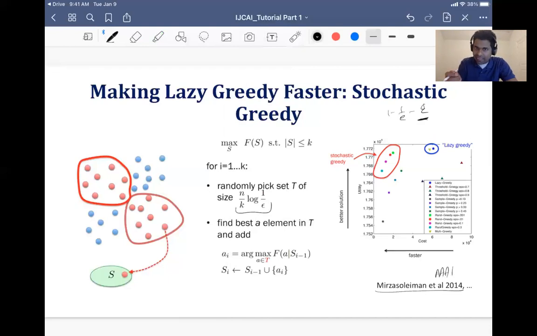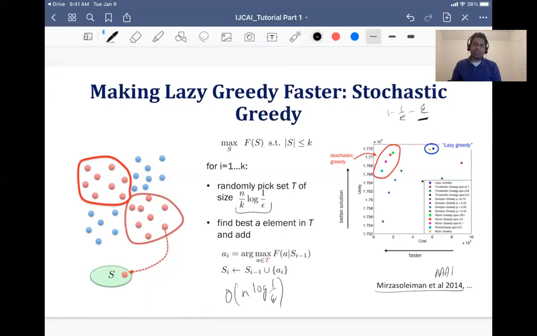So you pick a random set R of size n divided by k multiplied by log 1 over epsilon, and you just pick the best item from it. A greedy algorithm does an order n search. This says that you just do an n over k log 1 over epsilon search. So it's much, much faster. And because you're doing this k times, the total complexity is order n log 1 over epsilon.